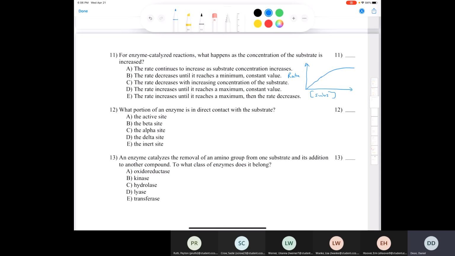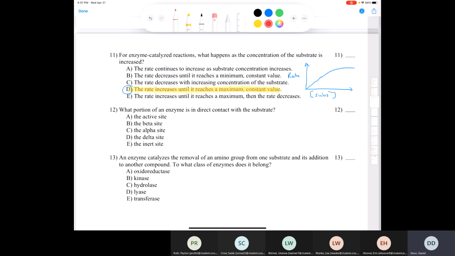Now, the reason why it does that is because the rate is going to increase until it reaches that maximum constant value. Again, why does that happen? The reason that it happens is because you have a finite number of enzymes and thus a finite number of binding pockets, or binding sites, you could call it. And so, even if you keep increasing the concentration of the substrate, you're limited by the number of binding sites that you have. So once you've run out, well, the rate is just going to level off because it reaches that maximum value.